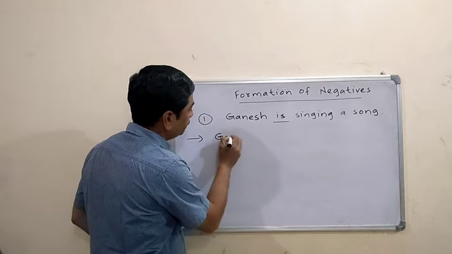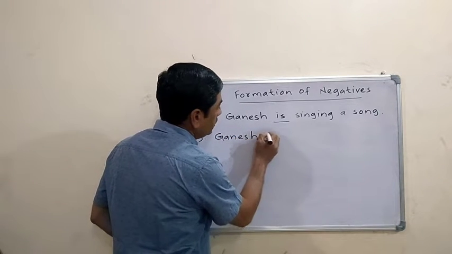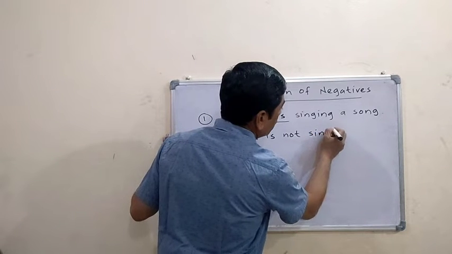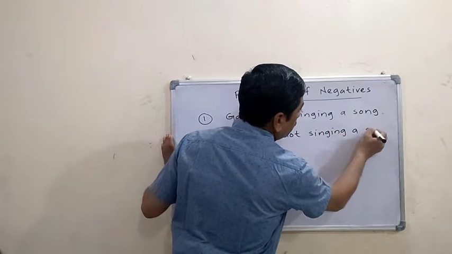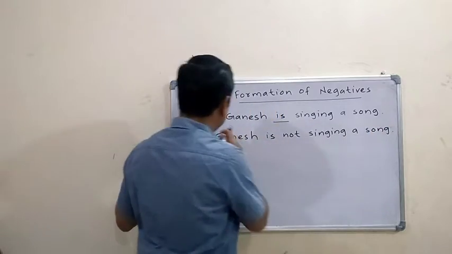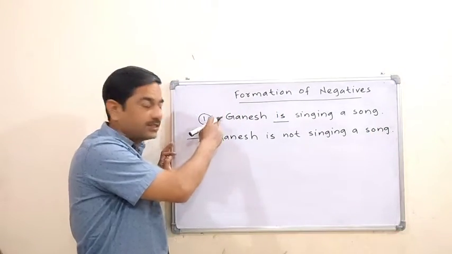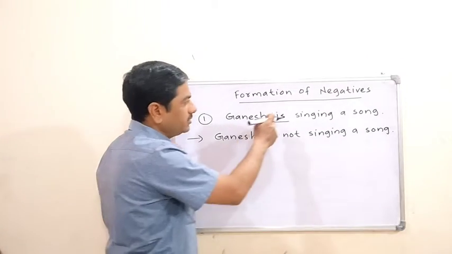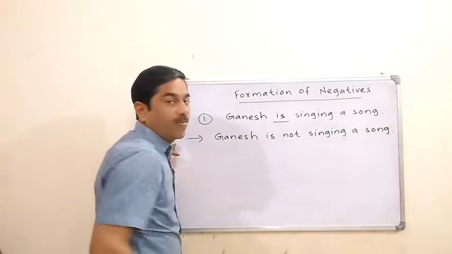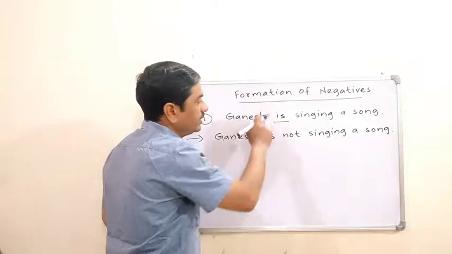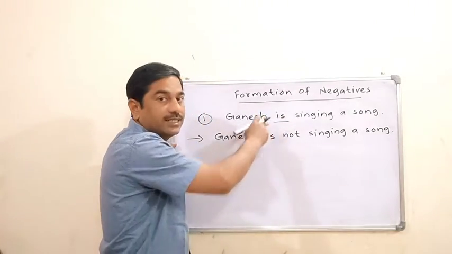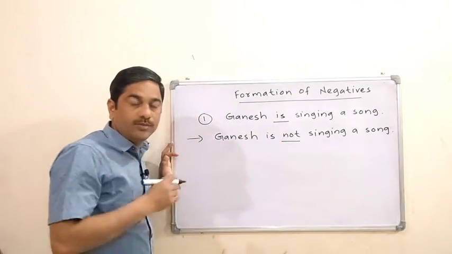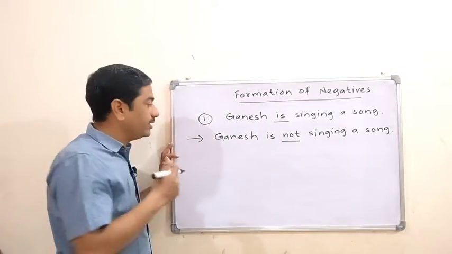Ganesh is not singing a song. So the above sentence is an affirmative sentence, and the below sentence is a negative sentence. As a special verb or auxiliary verb is present in the sentence, you are just adding not after the auxiliary verb to change it into a negative sentence.